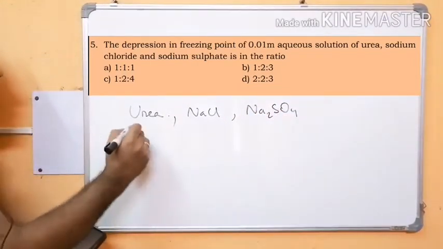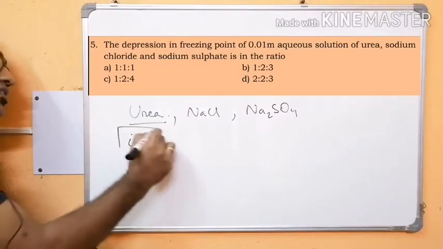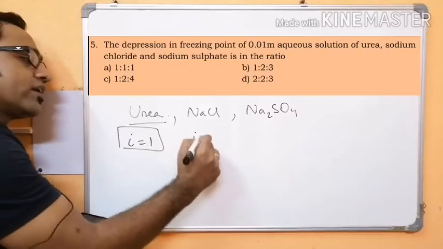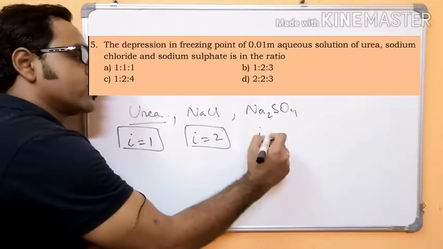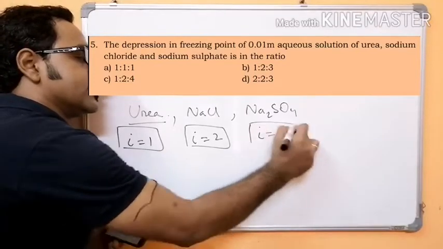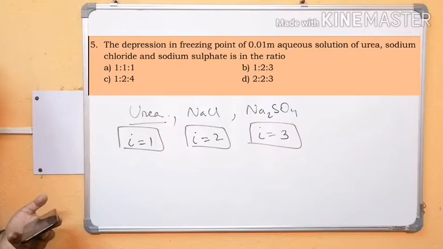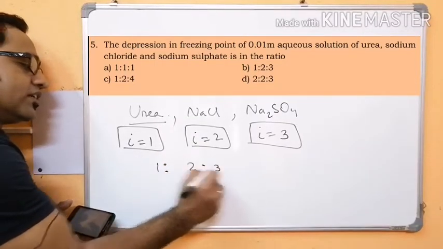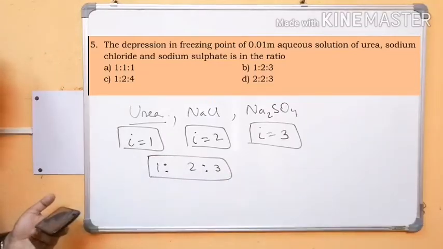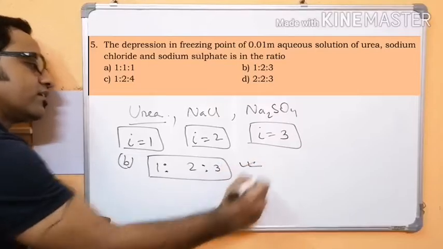So by now you can understand urea is a non-electrolyte, so i will be 1. For sodium chloride i will be 2, since n equal to 2. For sodium sulfate i will be 3. So you can see sodium sulfate has the maximum value of i. So the ratio says 1:2:3. So it is the second option which is the correct option.